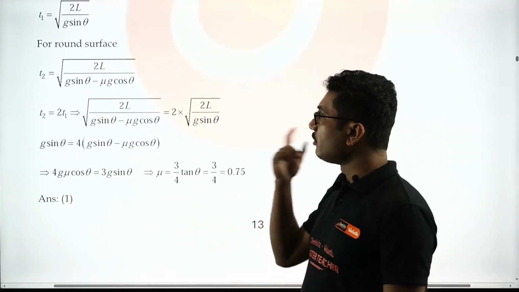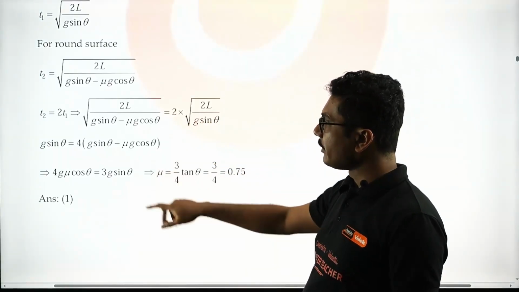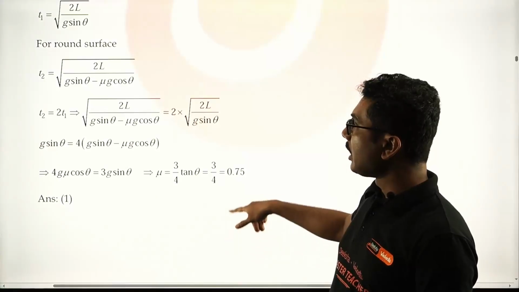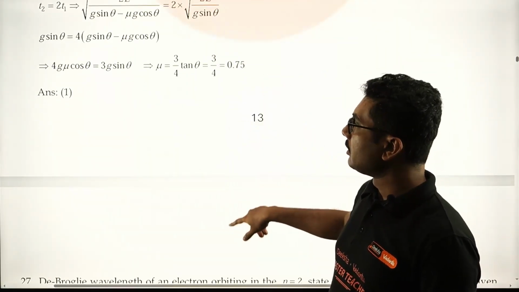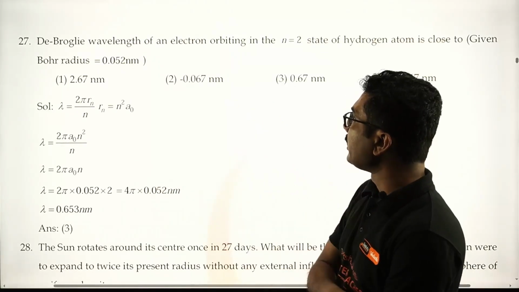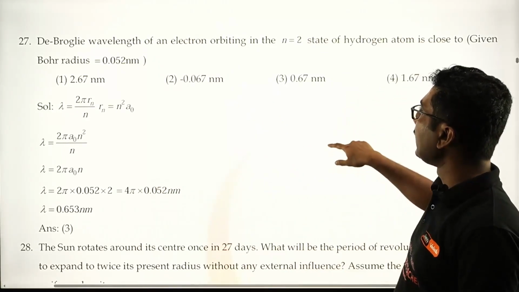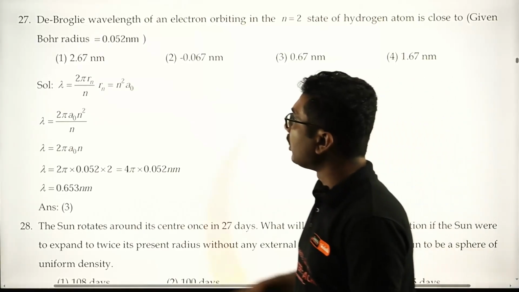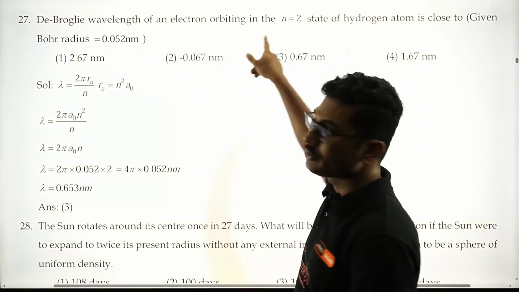If you remember this formula, it is easier for you and you can calculate the mu to be 0.75, which is equal to option 1. Otherwise, again, this is a tricky question if you don't know the formula. The de Broglie wavelength of an electron orbiting in the n equals 2 state of the hydrogen atom is close to, de Broglie wavelength for n equals 2.